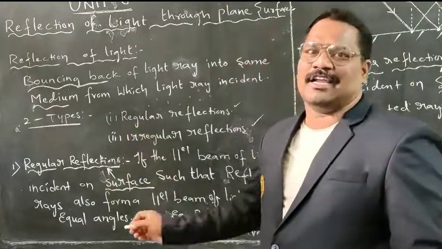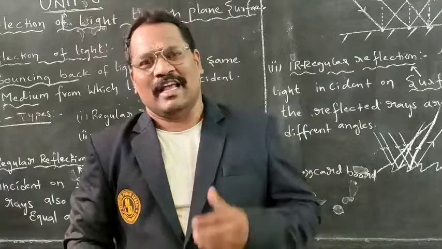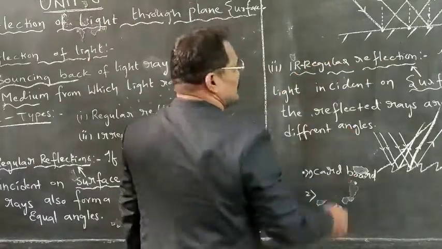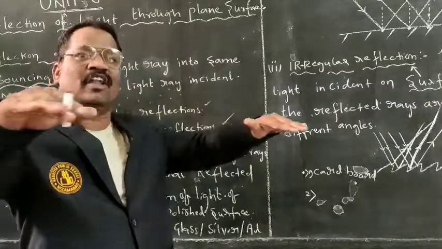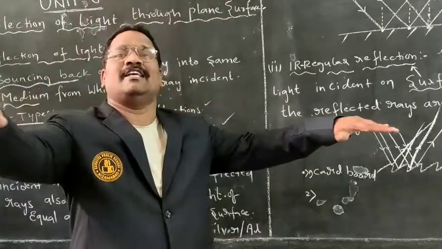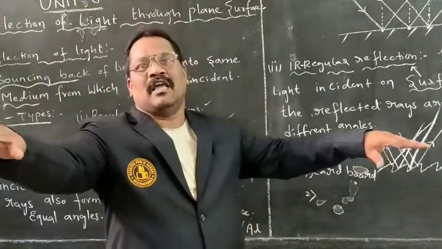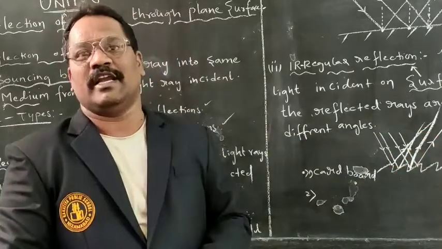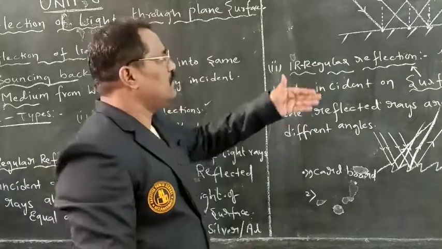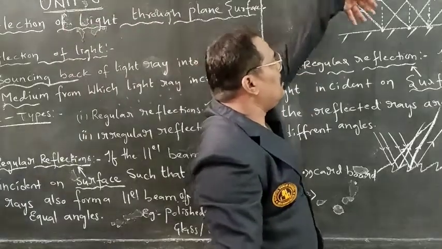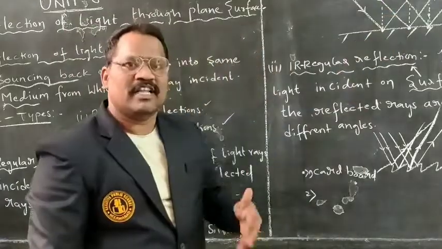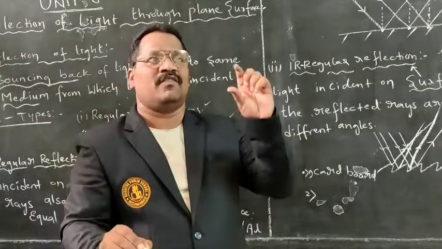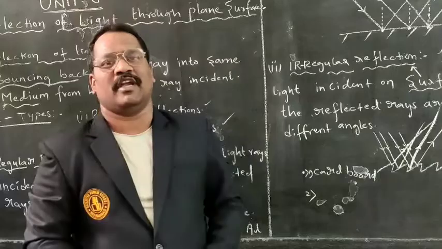What is called regular reflection? Regular reflection means I am taking a plane surface, which is nicely polished, like a polished glass, a polished silver plate, or a polished aluminium surface. On that surface, if we allow a parallel beam of light rays, what is meant by a parallel beam of light rays? They will never intersect at one point; the rays will be propagating at the same angle.